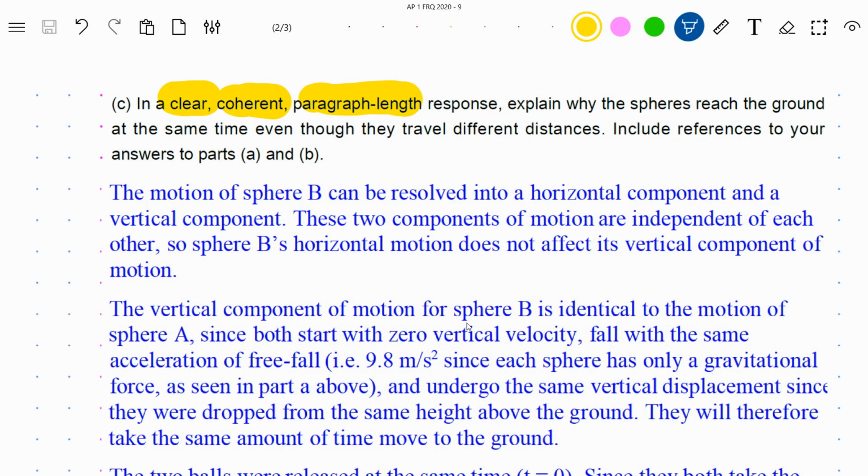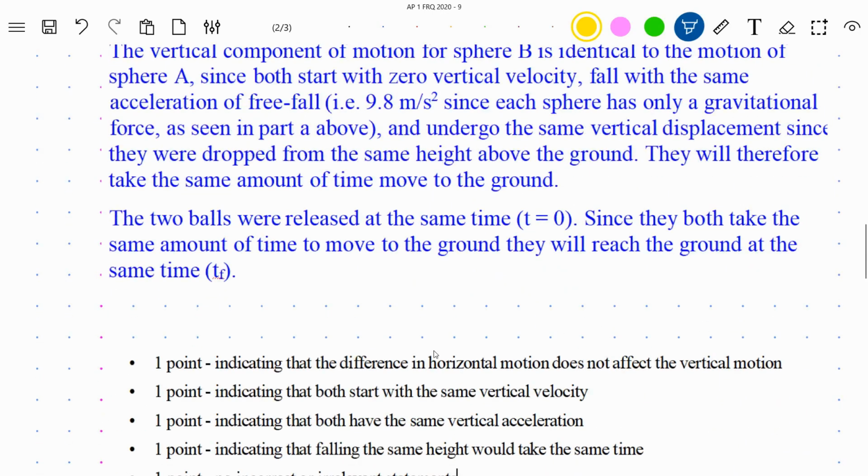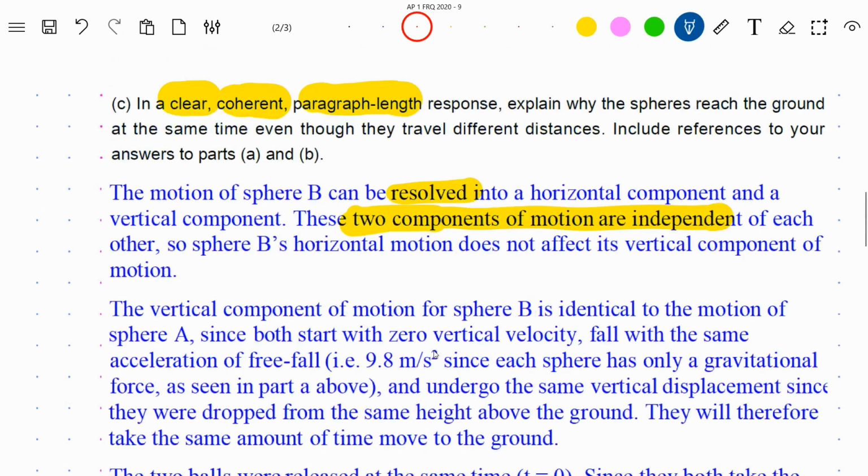I talked about how it can be resolved into horizontal and vertical components, and these 2 components of motion are independent. Okay, so just from saying that right there, these 2 components of motion are independent of each other, so blah, blah, blah, would basically satisfy. In fact, let's do it this way. I didn't think this through.